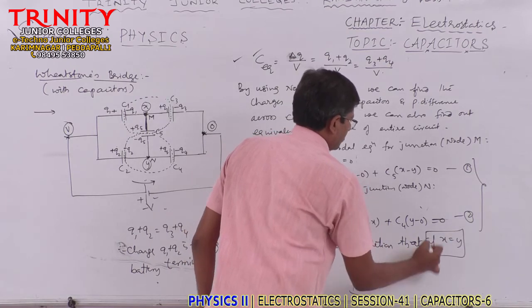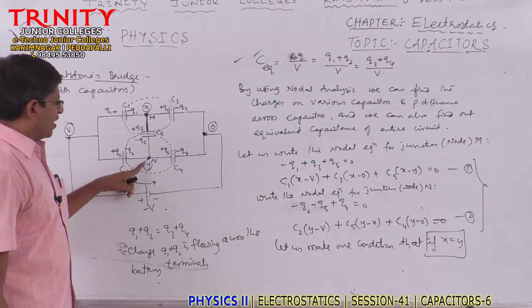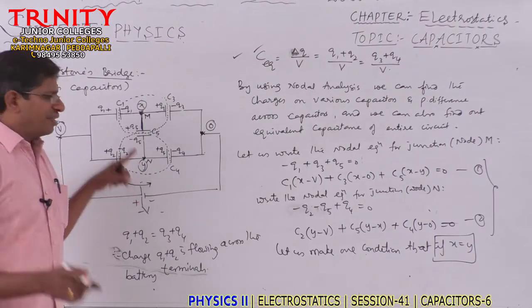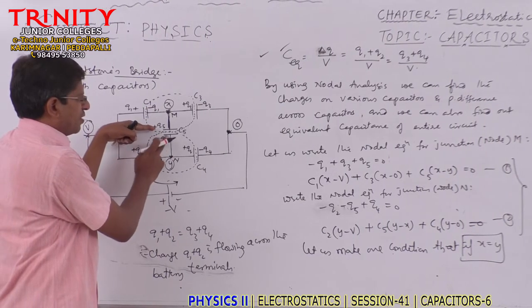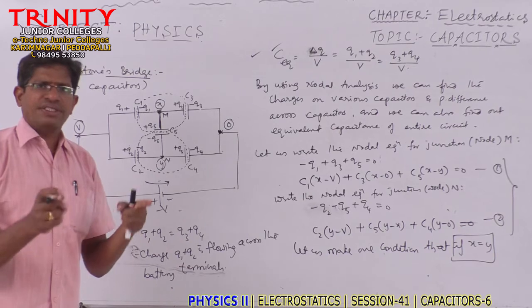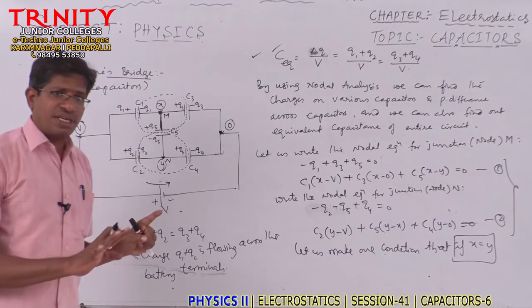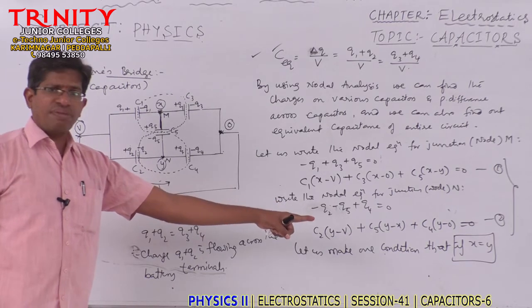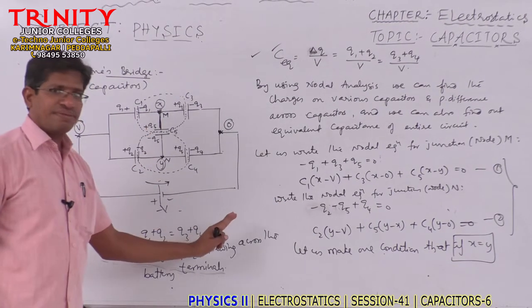So this is the condition we are making. That means if the potential of X is equal to Y, that means immediately the potential difference between the junctions is 0. That means the capacitor C phi is no more charged. The capacitor C phi is charged only when there is a potential difference between X and Y. Otherwise it cannot be charged. So what condition we are making here? X equal to Y. That means the capacitor C phi is no more charged.